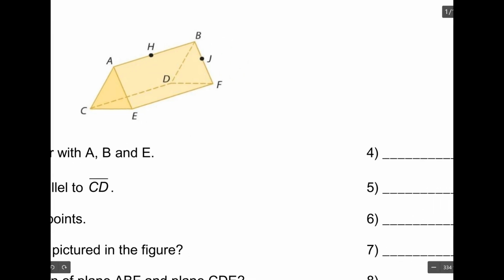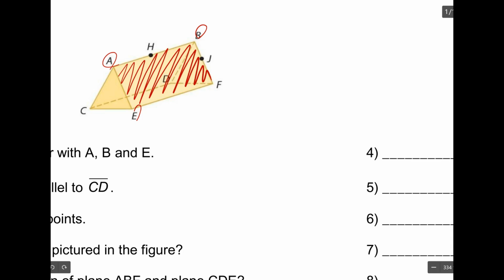Name a point coplanar with A, B, and E. Okay, A is here, B, E. So I'm looking at this plane right here. I want to know another point that's coplanar with it. I could say H or J. That should work as well. Awesome. Next one says, name a segment parallel to CD.